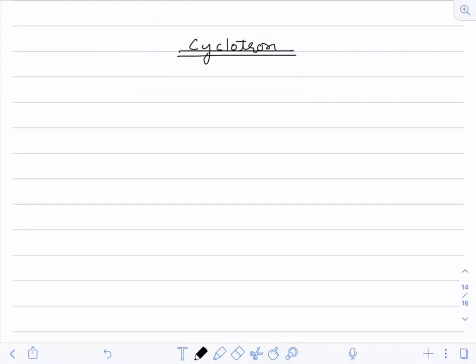First, what is the use of the cyclotron? See, in nuclear physics, or in the Rutherford experiment, you would have studied that alpha particles are bombarded on the gold foil. The thing is, how is that alpha particle getting that much velocity? How is the alpha particle getting such a huge velocity? We have to see that.